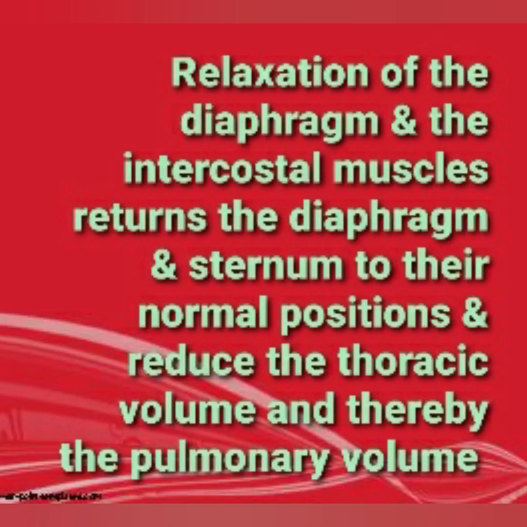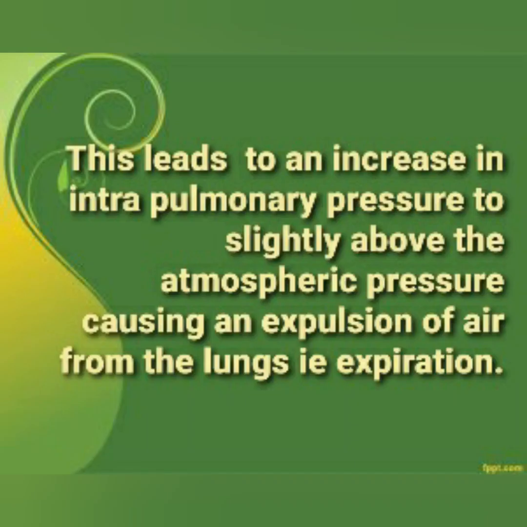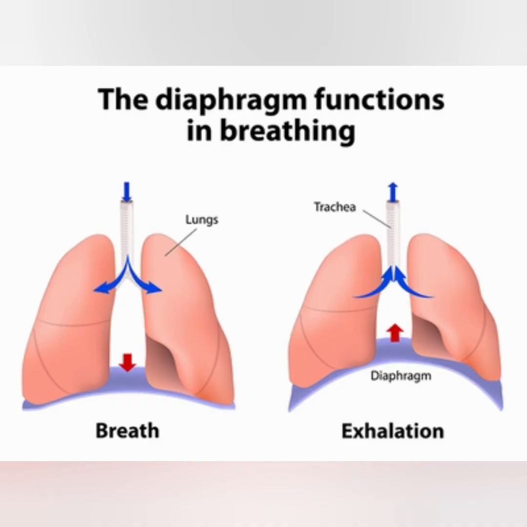Now, relaxation of the diaphragm and the intercostal muscles returns the diaphragm and sternum to their normal positions and reduces the thoracic volume and thereby the pulmonary volume. Here is the diaphragm relaxed state shown, ribs and sternum return to their original position and volume of thorax is decreased. So this leads to an increase in intrapulmonary pressure to slightly above the atmospheric pressure, which causes an expulsion of air from the lungs, that is expiration.